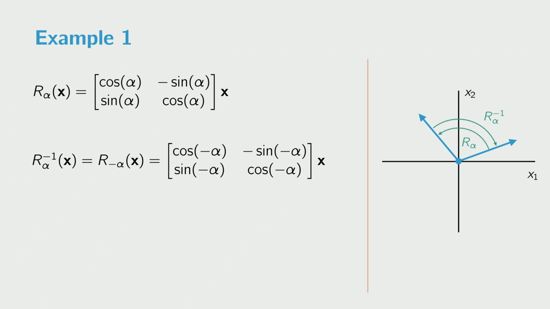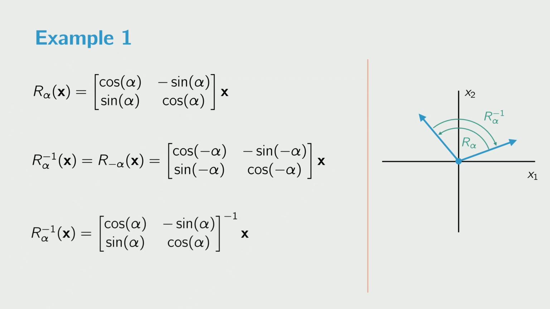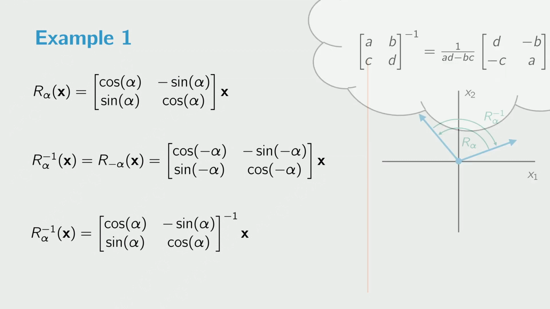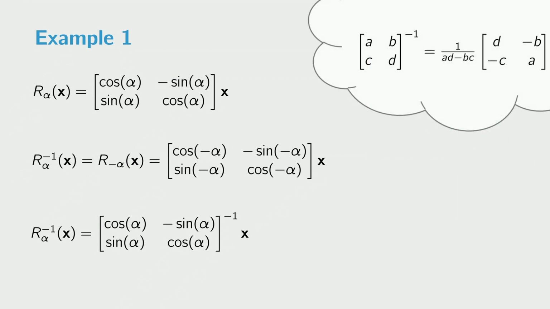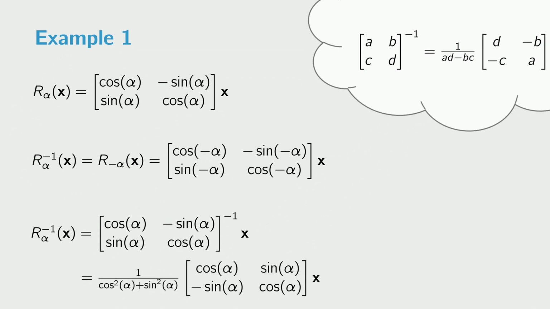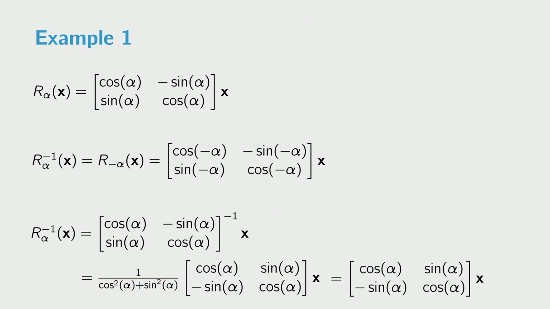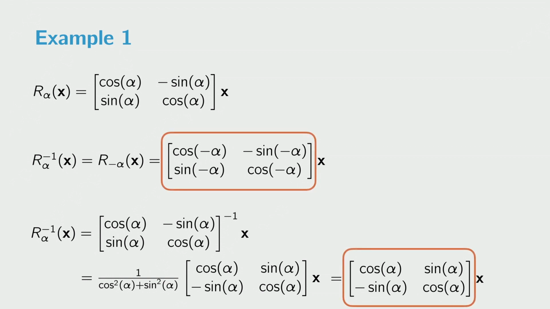Now the last part of the theorem tells us that there is another way to find the inverse, by inverting the standard matrix of R alpha. Remember the formula for the inverse of a 2 by 2 matrix. If we apply it here, we get this result. Since cosine squared plus sine squared is equal to 1, we find that the inverse has the standard matrix shown here. Are these two matrices equal?